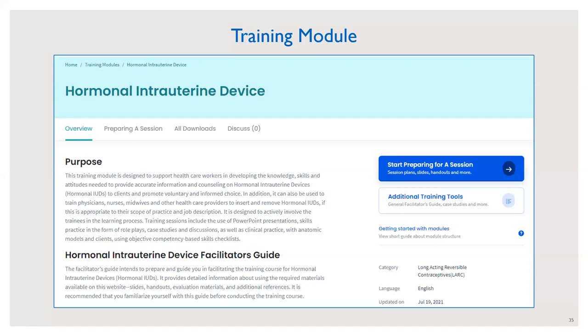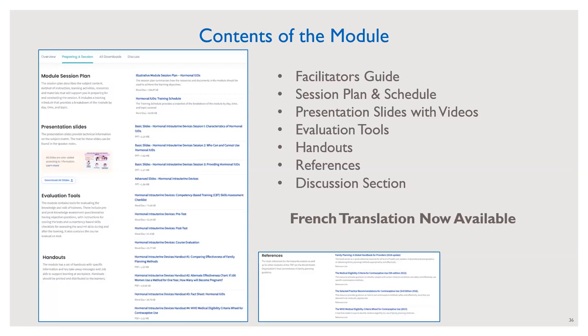You will come to the contents of the module. On the left side, you will see that the contents are actually similar for all the modules. So the contents consist of the session plan, which describes the session content, the methodology of the instructions, the learning activities, resources and materials to assist the facilitator. And it also contains the training schedule or the training agenda.